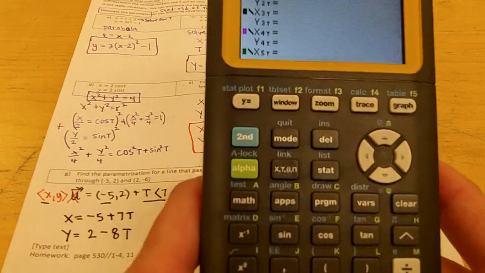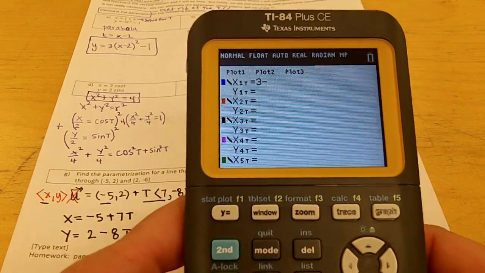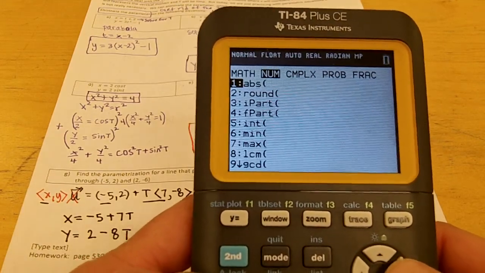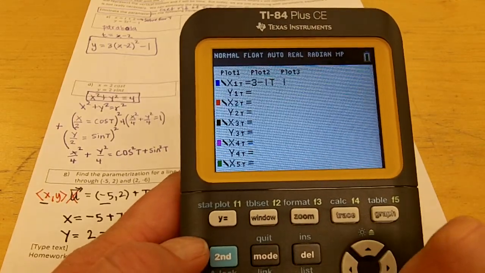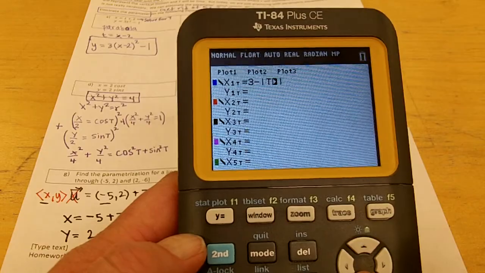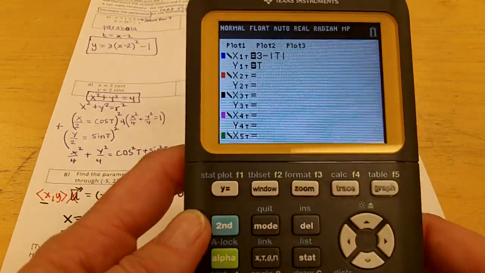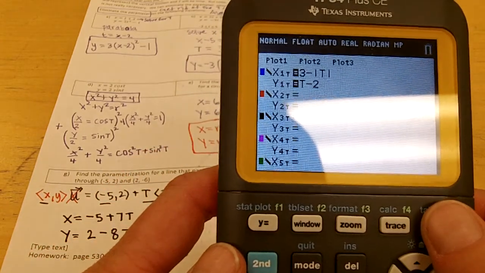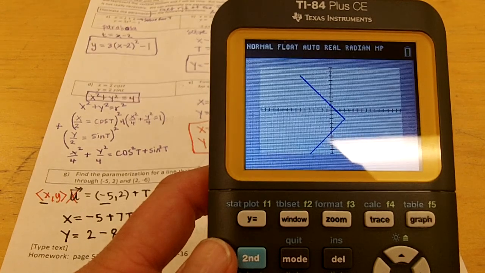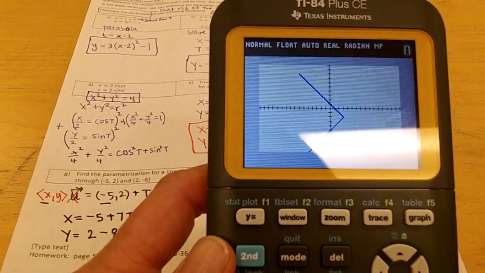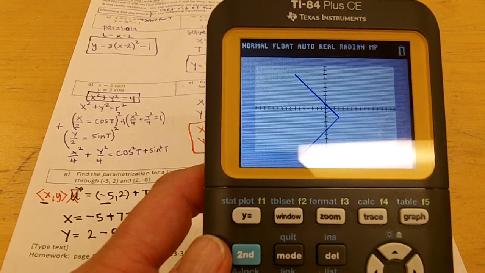I do have this graphing calculator, so I think what I'm going to do is graph that. So 3 minus the absolute value of t, so remember math, num, absolute value, t. Oh yeah, t, sorry, xt theta. I hope you saw that earlier. Otherwise, you're going to be really mad. Okay, t minus 2. And I'm going to push graph. And I get this weird thing here. Okay, so it's like a sideways absolute value graph.